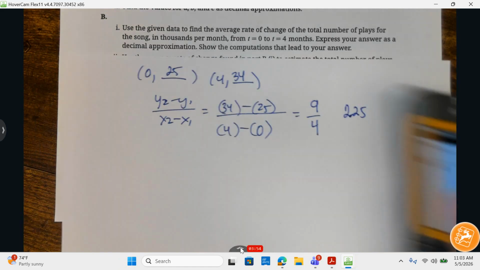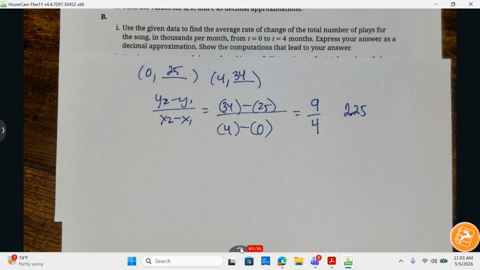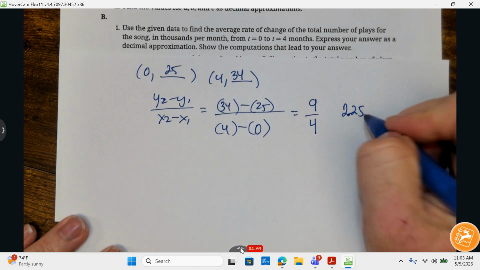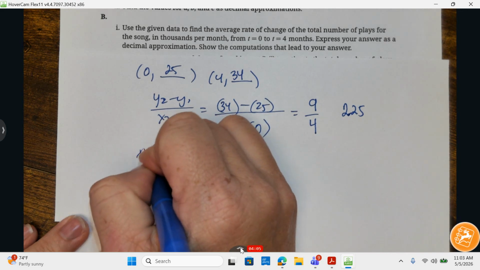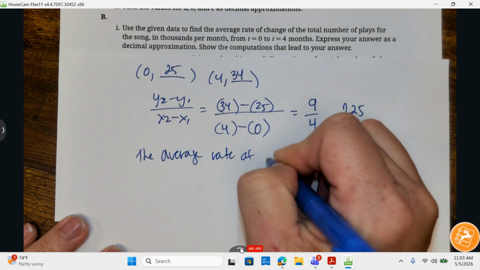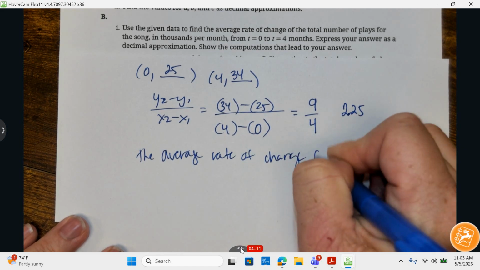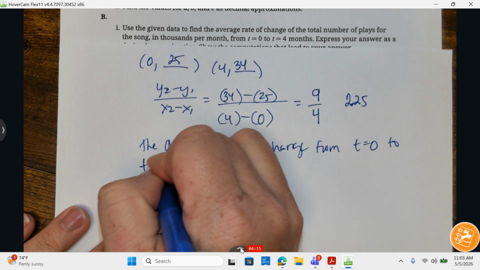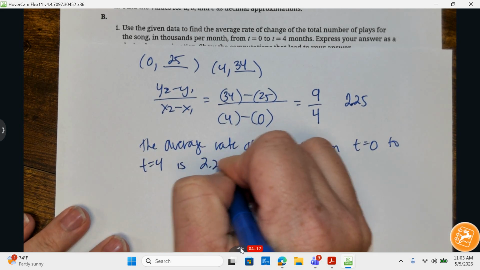2.25. Now, I think it's important because I can't tell based on the scoring guide if you have to make sense of this. So let's just come back up here. It says find the average rate of change. So 2.25. I'm just going to write the average rate of change from t=0 to t=4 is 2.25.